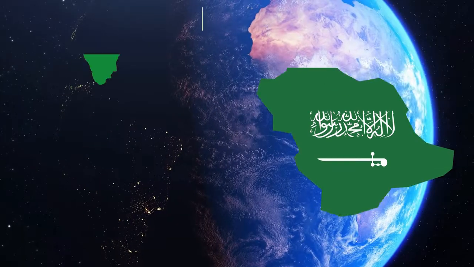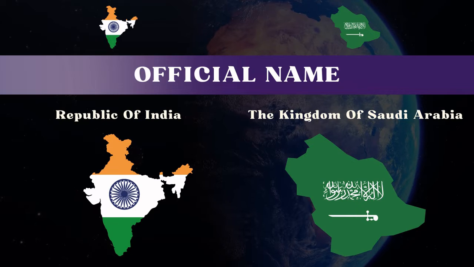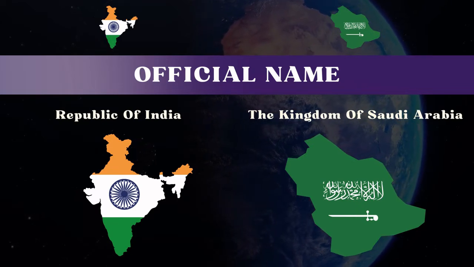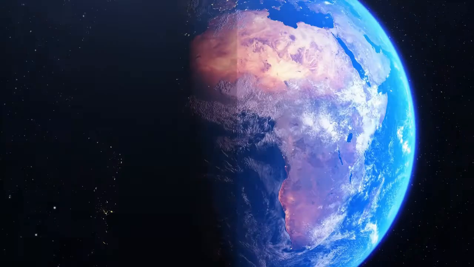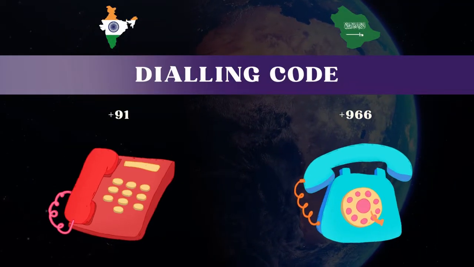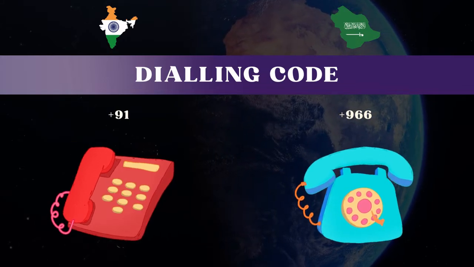So, let's get into the video. Republic of India is the official name of India and Kingdom of Saudi Arabia is the official name of Saudi Arabia. +91 is the dialing code of India and +966 is the dialing code of Saudi Arabia.